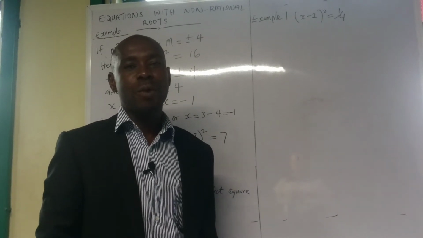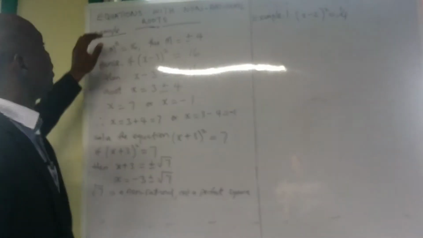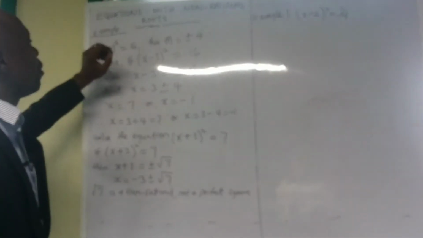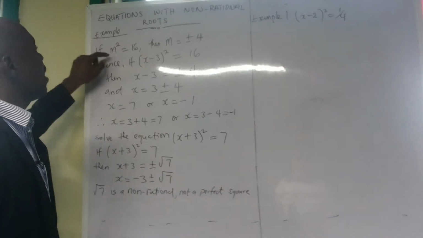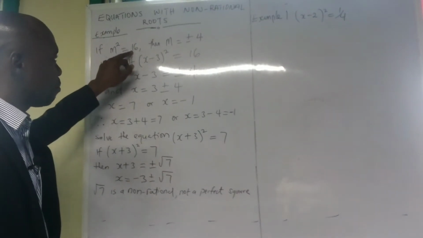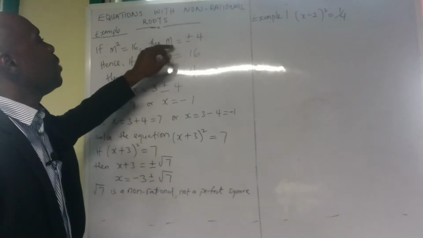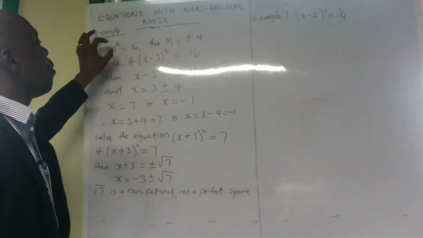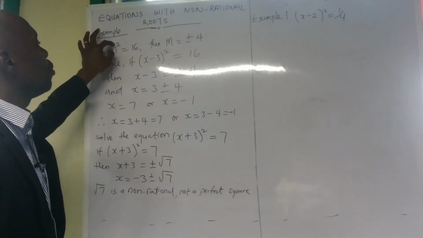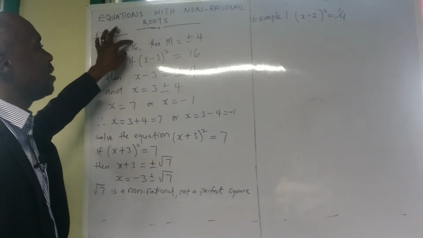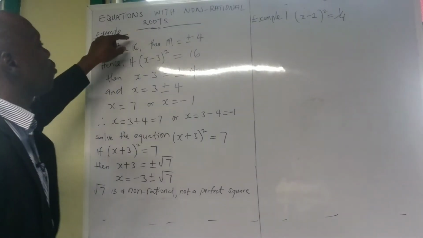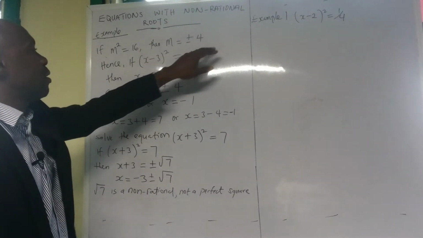Today's topic, we're dealing with equations with non-rational roots. Example here: if m raised to power 2 equals 16, then m equals plus or minus 4. What happened here? We use the raised to power 2 to get the root of 16. That's why we could arrive at plus or minus 4, because the square root of 16 is 4.